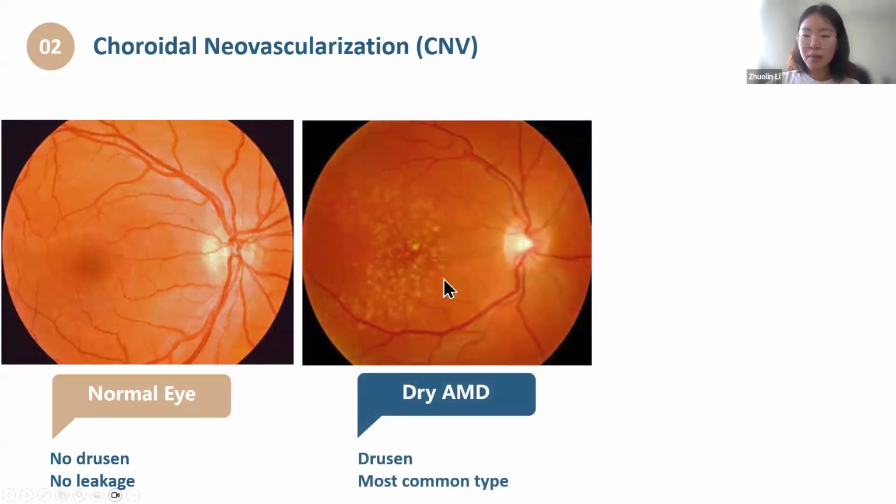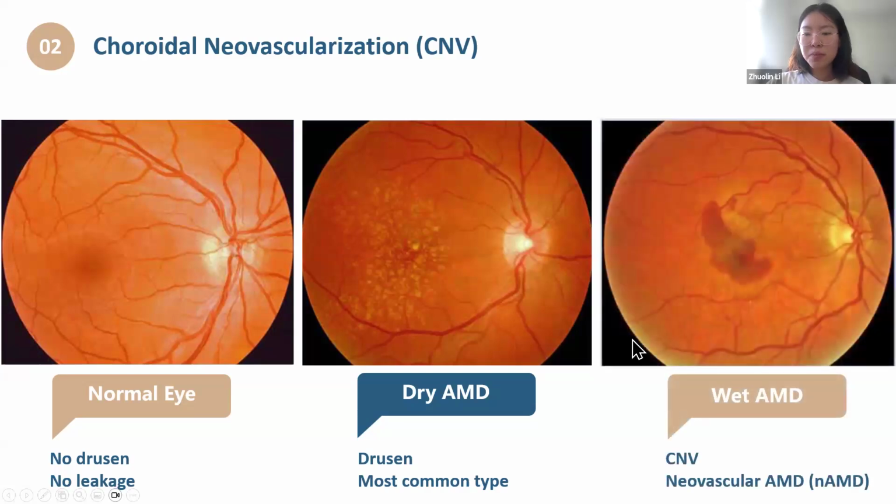So here is the dry AMD, which is the most common type, accounting for about 80 to 85% of AMD cases. And it's marked by, as you can see here, accumulation of the drusen beneath the retina. It typically progresses slowly, so it may only cause gradual vision loss.